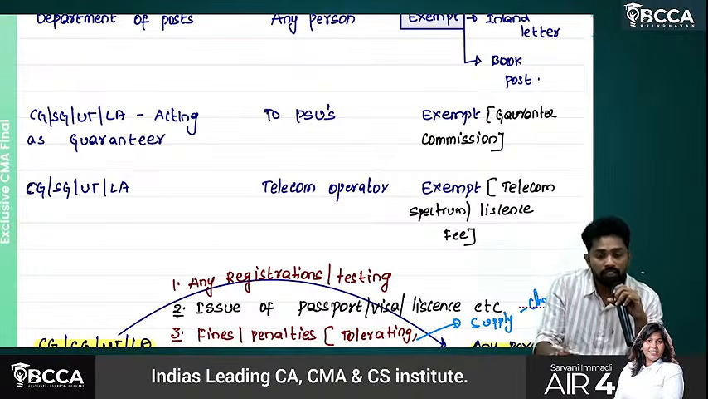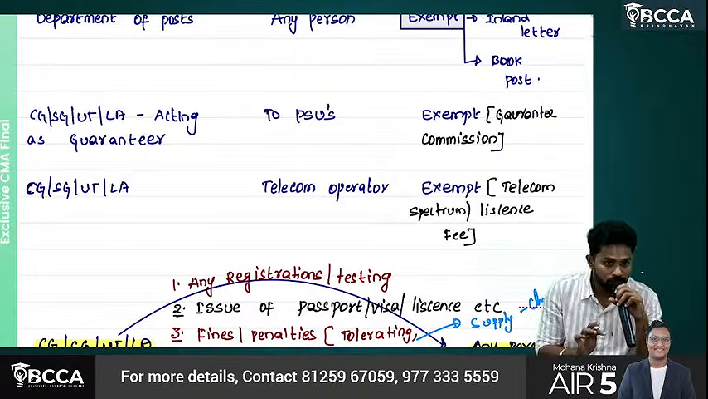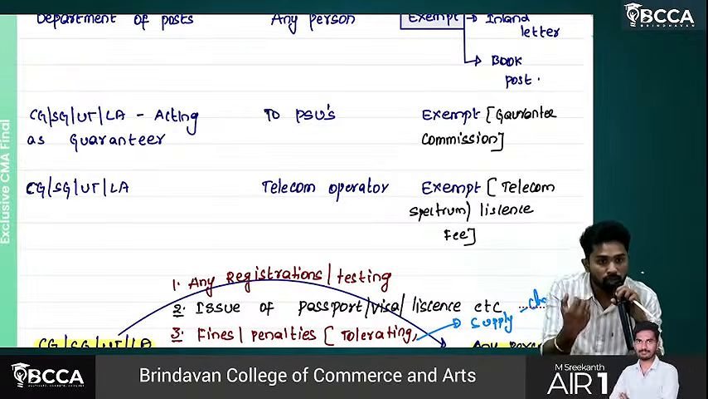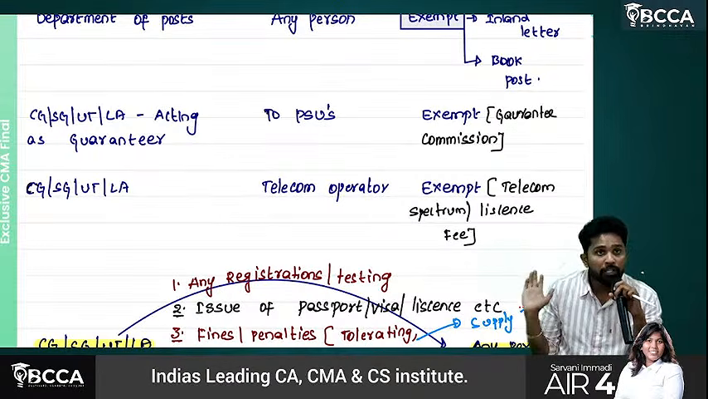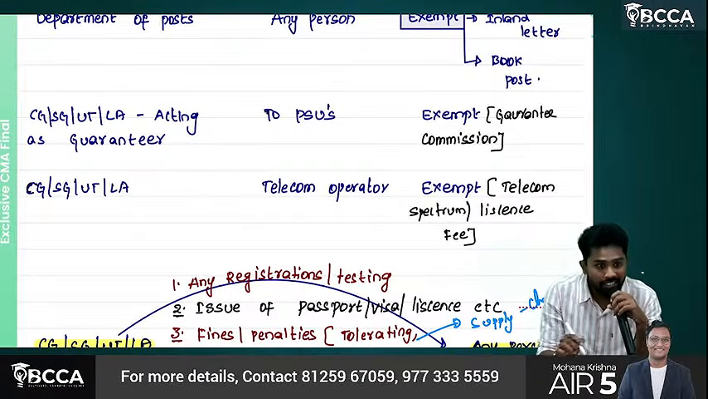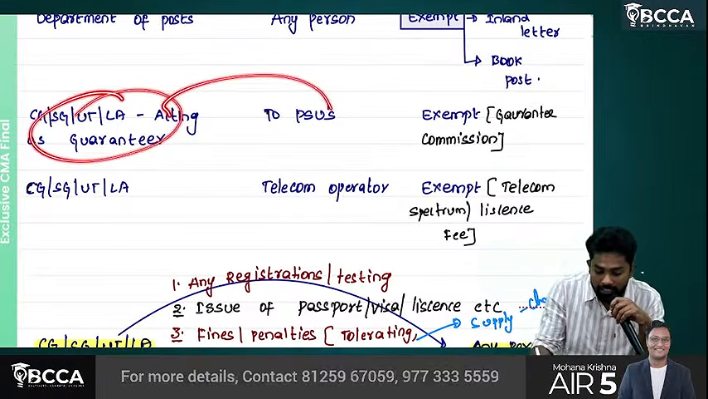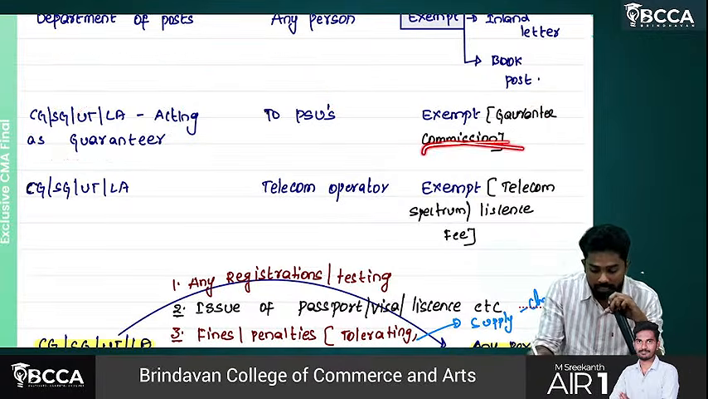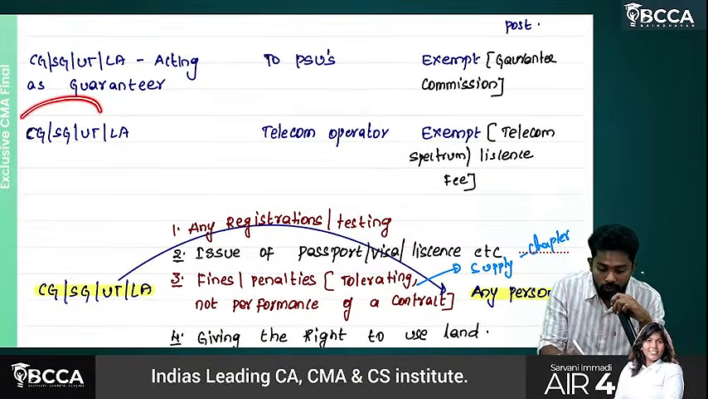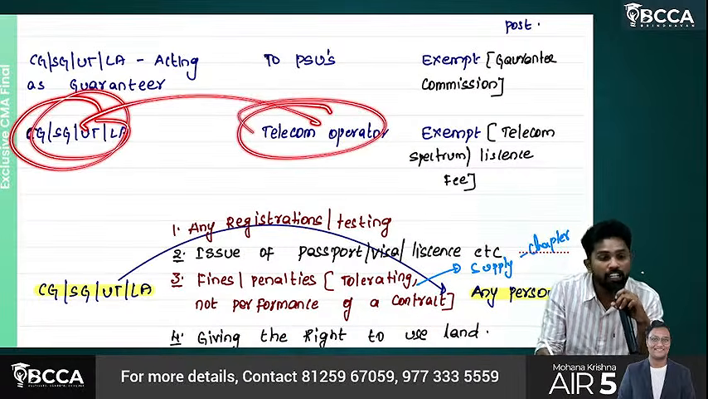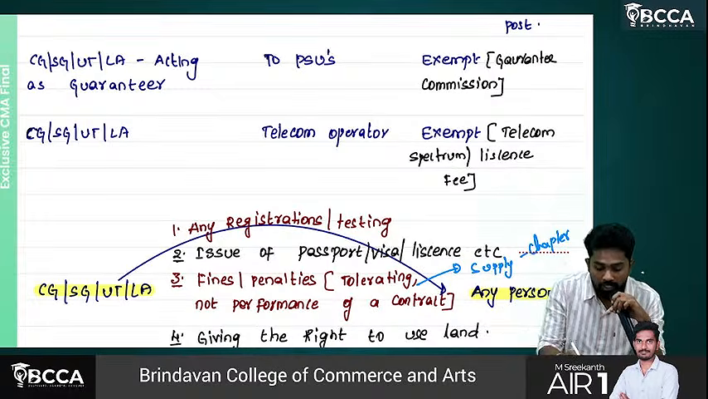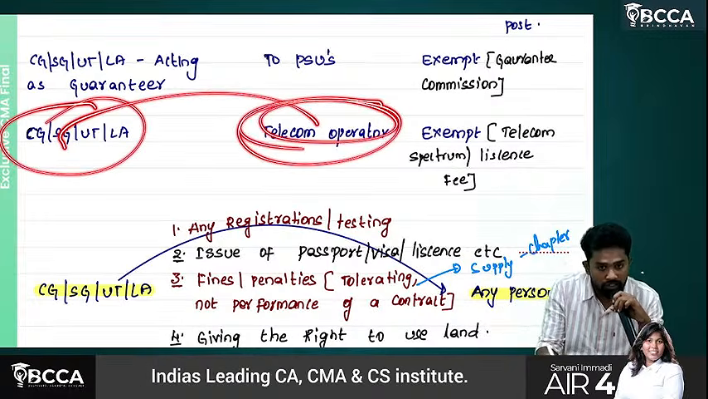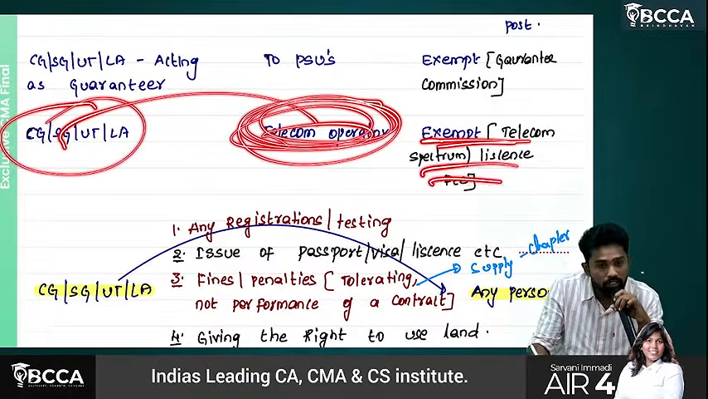Then where government is acting as a guarantor to a PSU, a public sector company. A public sector undertaking wants a loan. To get the loan, government is acting as a guarantee. For acting as guarantee, it gets a guarantee commission. That guarantee commission is exempted. Then government issues licenses to telecom companies, 2G spectrum, 3G spectrum, 4G spectrum and all. Giving a license to telecom operators is also exempted.